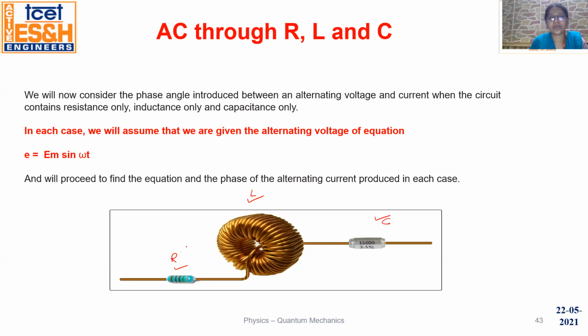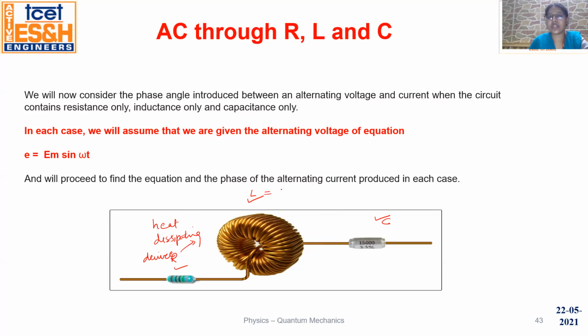Resistance is a heat dissipating device. It means it does not store any energy. It dissipates its energy in the form of heat, whereas inductor and capacitor store the energy.